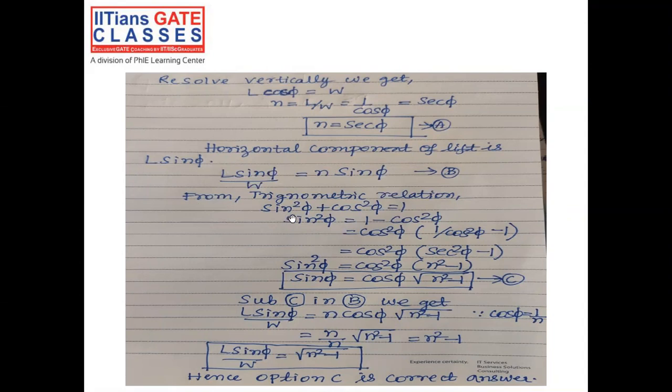From the trigonometric relation, sin square phi plus cos square phi equal to 1, where sin square phi can be written as 1 minus cos square phi. If I take cos square phi common, my equation becomes 1 divided by cos square phi minus 1. 1 divided by cos square phi is nothing but secant square phi minus 1, where secant phi is nothing but your load factor n. So n square minus 1. So sin phi is nothing but cos phi into root of n square minus 1.